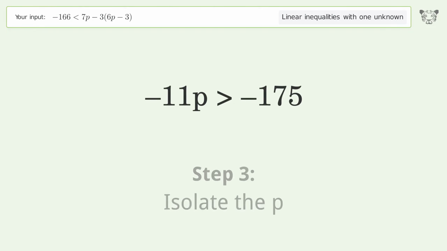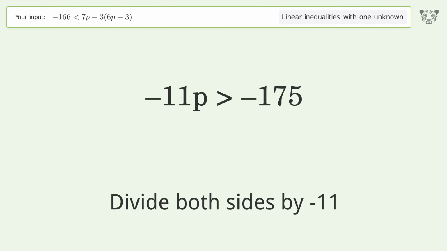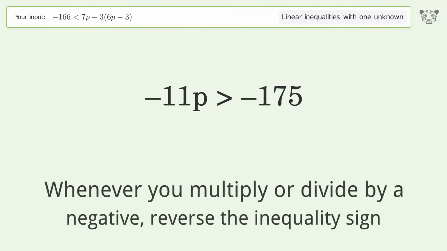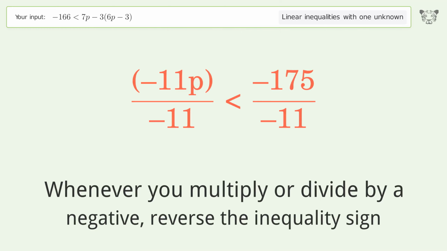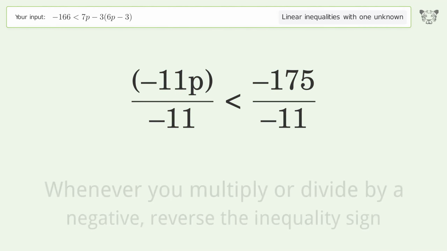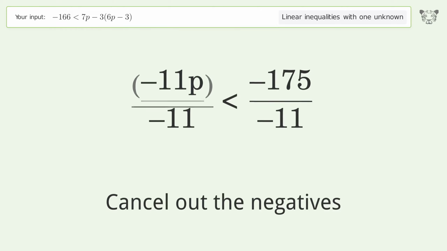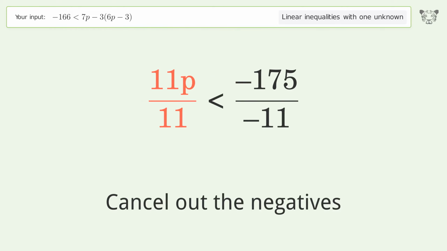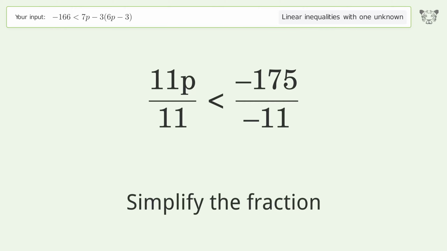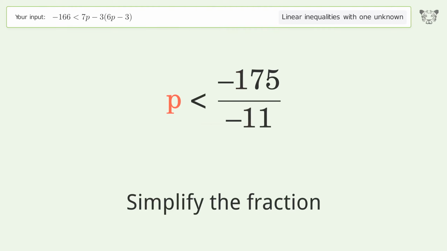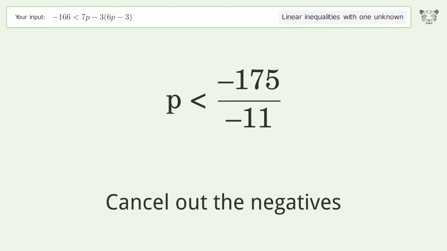Isolate the p. Divide both sides by -11. Whenever you multiply or divide by a negative, reverse the inequality sign. Cancel out the negatives. Simplify the fraction. Cancel out the negatives.